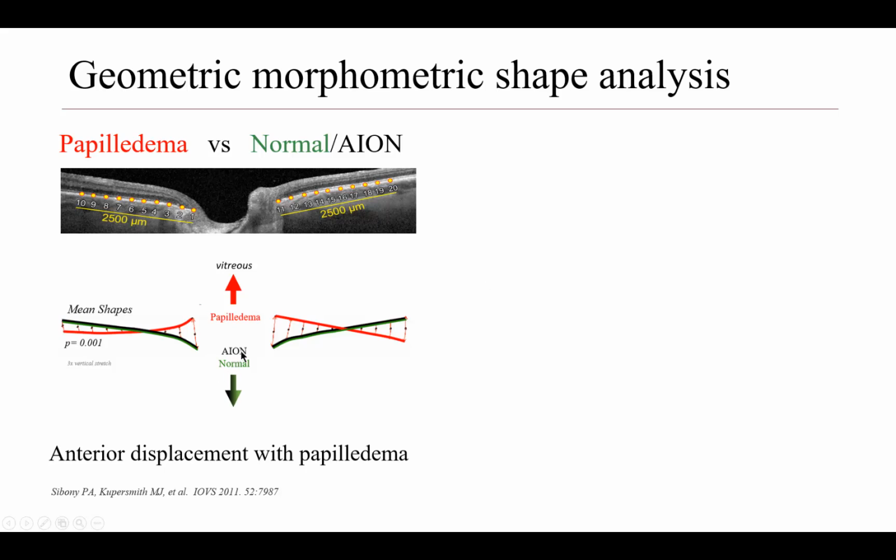What this showed was that it was not the disc edema that caused this deformation, because the patients with ischemic optic neuropathy had just as much disc edema as the patient with papilledema, and yet they were no different than normals. Obviously, there was another factor involved, and the most likely culprit was the CSF pressure.